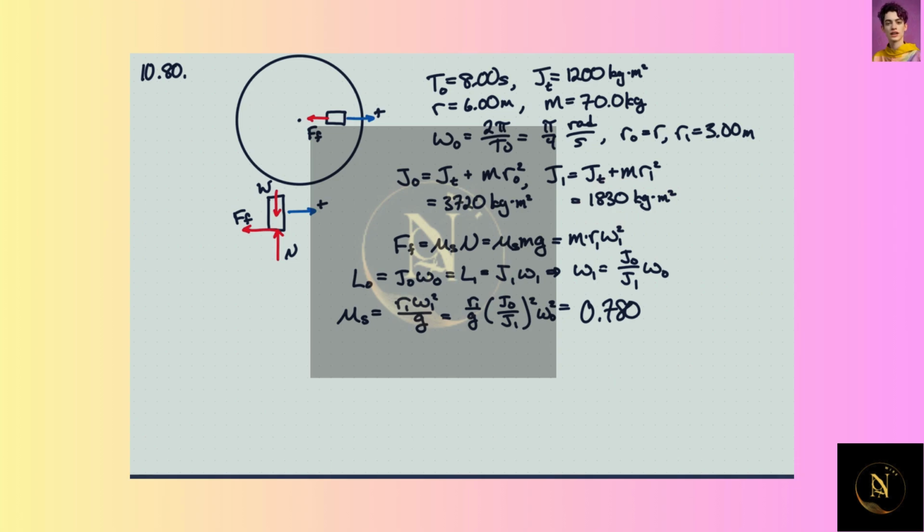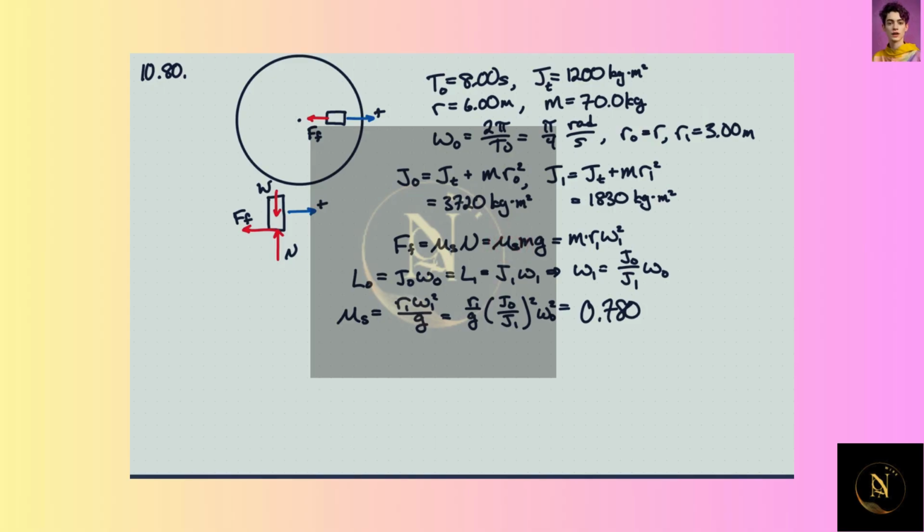We're assuming that when we start to slip, the friction force is a maximum, so it's the static coefficient of friction times the normal force. The normal force is just our weight. A force balance says that the friction force has to be the mass times our acceleration at this point, so it's our mass times R1 times omega 1 squared. Now we need to figure out what omega 1 is so that we can solve for mu s.